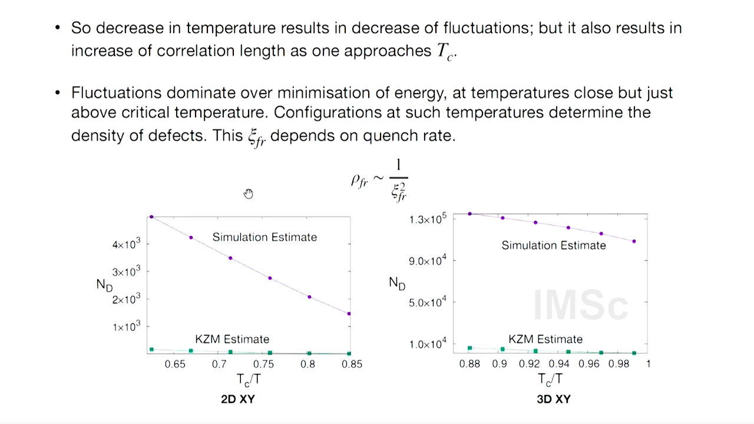So fluctuations result in a higher number of defects in both the 2D XY model and the 3D XY model.